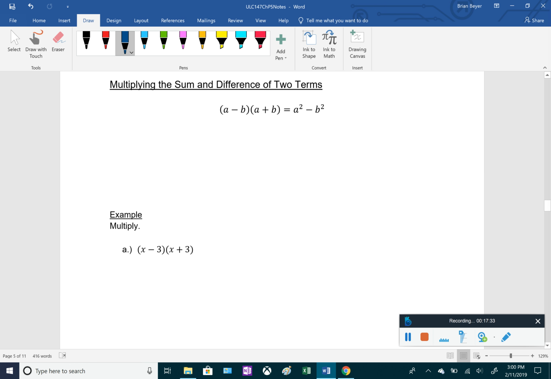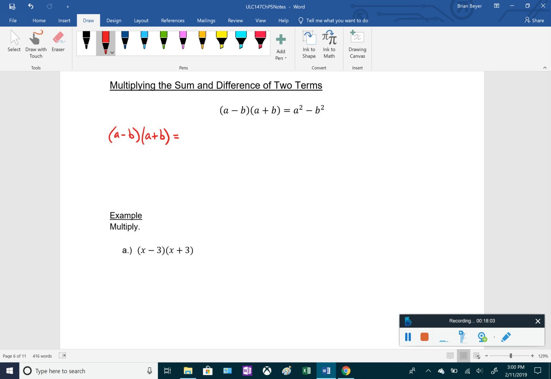Okay, so like I mentioned, there are going to be some shortcuts sometimes for how we do some of these. When we multiply the sum and difference of two terms, that means we're multiplying a minus b times a plus b. What that ends up simplifying to is a squared minus b squared. Technically this is something you should memorize because it will come in handy when we do factoring. But if you forgot it, you can just FOIL it out.